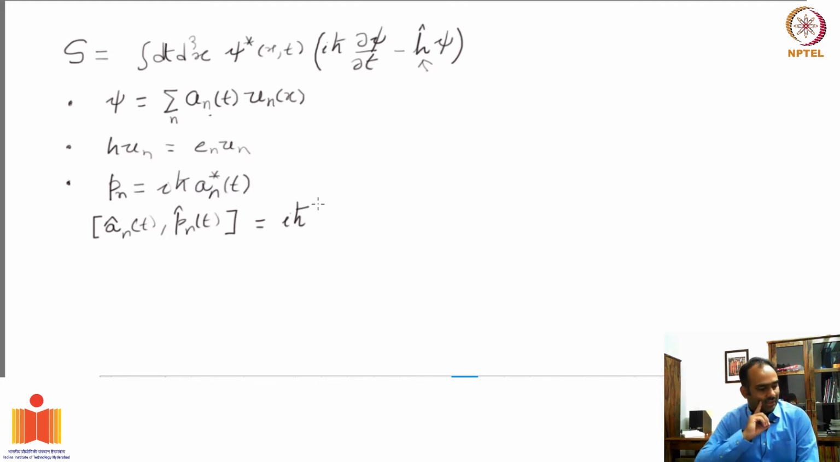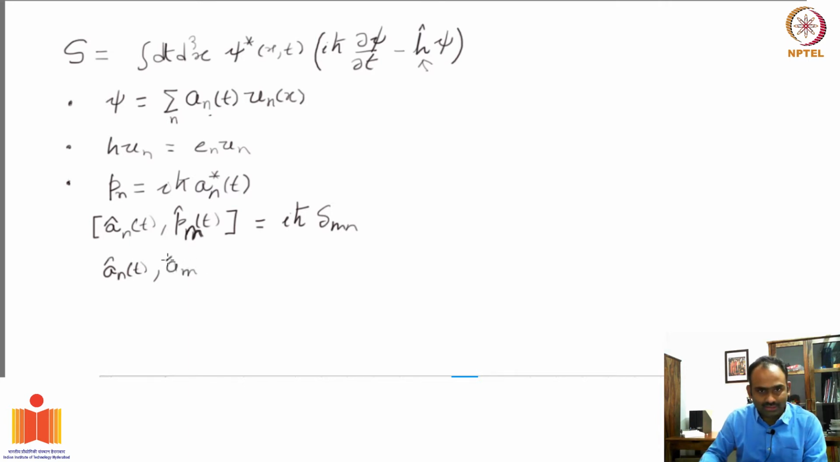Okay, and sorry, it's better to put it like m here. This is m. So you have delta mn. Okay, and we saw that this leads to the following: a_n hat, a_m dagger. Okay, so a_n hat and a_m dagger give you delta mn. So that's the commutation relation between a_n and a_m dagger. Okay, and then we constructed the Hamiltonian for this theory.